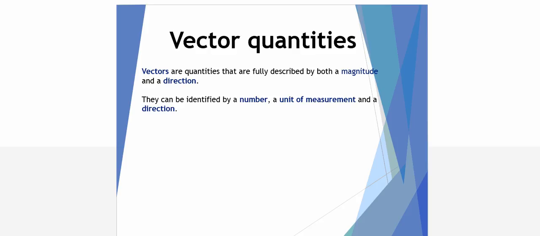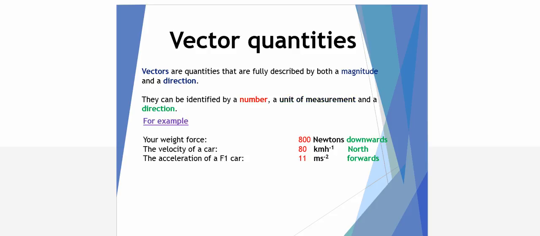Another classification of quantities measured would be that of a vector quantity. Now, vectors use both a magnitude, that is a number, and a direction when they describe a quantity. So, for example, your weight force might be 800 newtons downwards. In that description, you'll distinguish a number, a unit of measurement, and a direction.